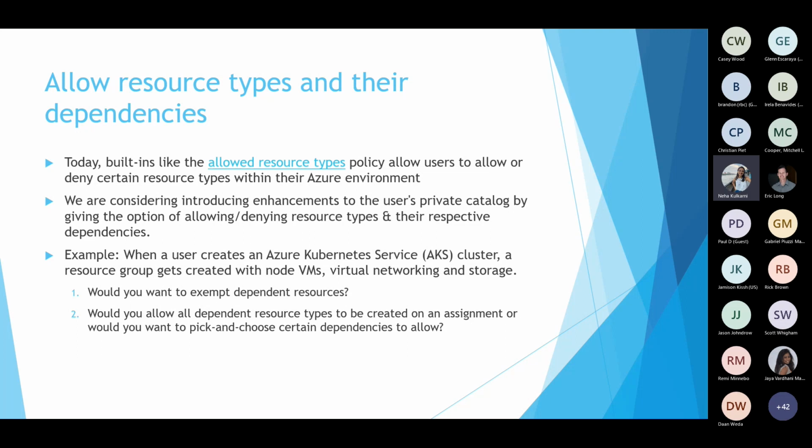So we are looking at introducing enhancements to the current policy, or the thinking that we have, around being able to easily simplify the way that we allow and deny both resource types and their respective dependencies. But before we take a second look into that, we just wanted to check in, and if you could provide your thoughts in the chat, this would be extremely helpful.